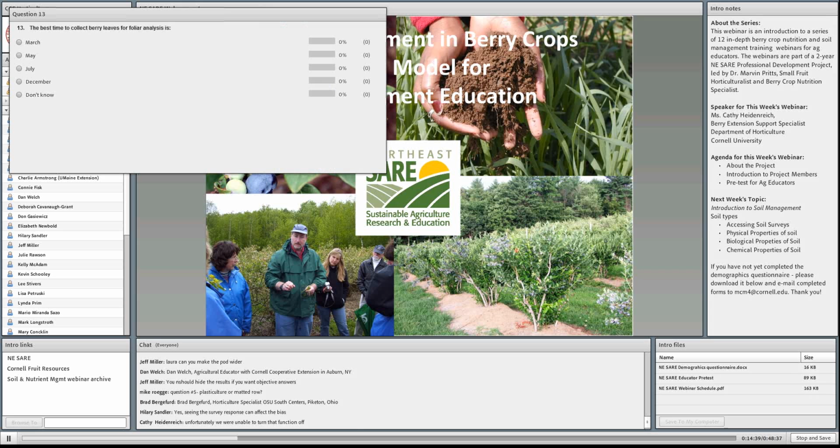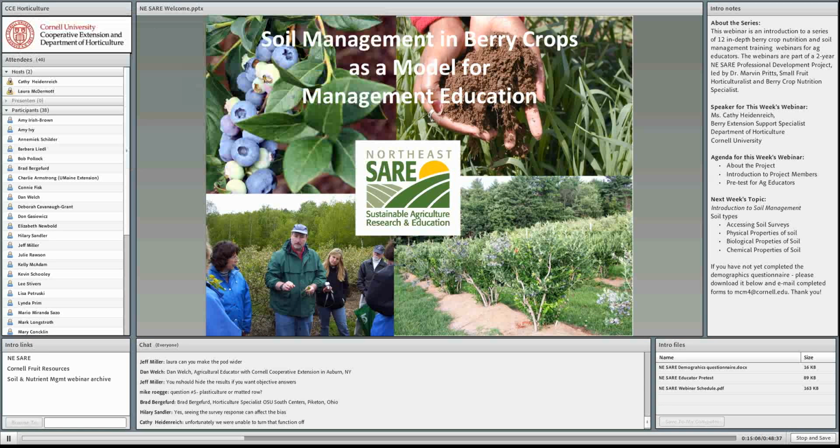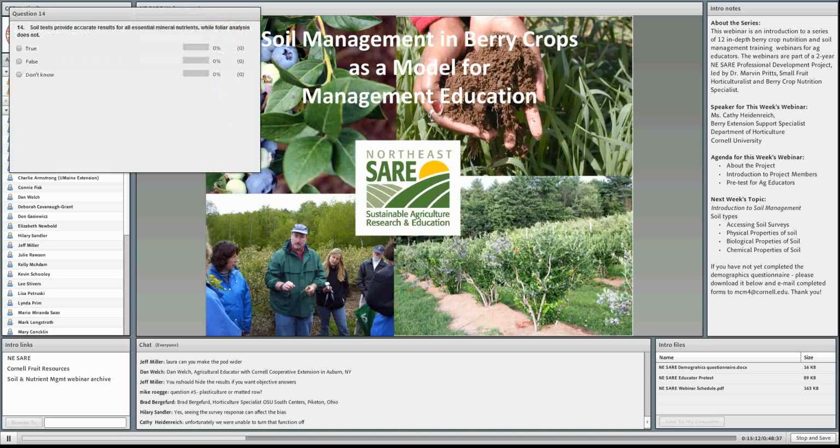Best time to collect berry leaves for foliar analysis is. All right, I think we have everybody. And that was 13, right? So now we're on 14.